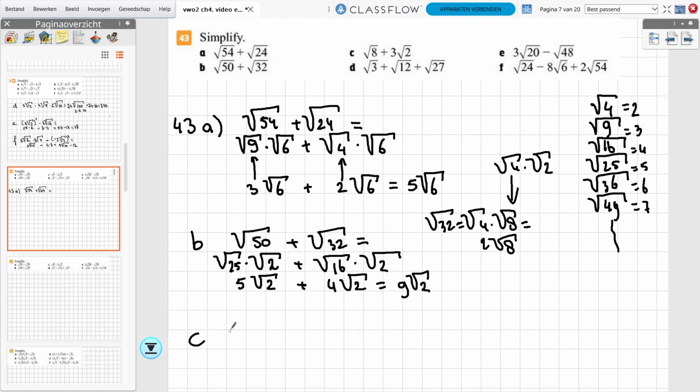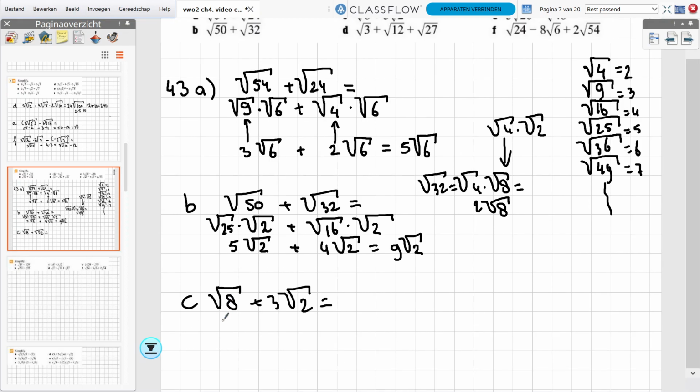C. Root 8 plus 3 root 2. Well, this is actually easier. Because this thing, root 2, is so small you can't factorize it. But root 8, I can factorize it, because that's just root 4 times root 2. So 2 root 2 plus 3 root 2 is 5 root 2.